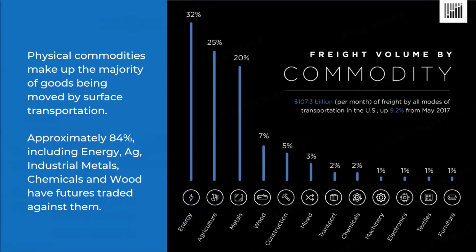Again, looking at trucking, the vast majority of goods that are moved via surface transportation are physical commodities. And about 84% of these physical commodities moved by surface transportation already have futures contracts listed against them. That includes energy, agriculture, industrial metals, chemicals, and wood. So it's natural for trucking to have a vehicle where the industry can de-risk its exposure to volatility in trucking freight rates.